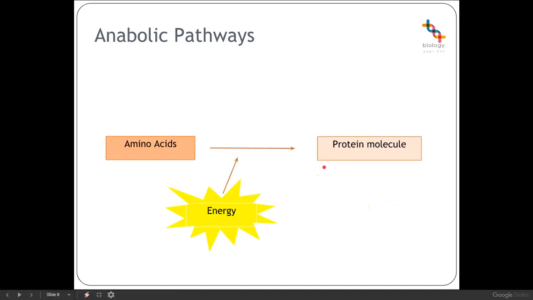On the other hand, we have anabolic pathways, which is where we build up a more complex molecule and using energy from ATP. So for example, as we've just looked at previously, we have amino acids being used to combine to make a protein molecule. Now that requires energy to form those peptide bonds between the amino acids, and so we're taking smaller molecules to build up a more complex molecule and using ATP energy in which to do it.